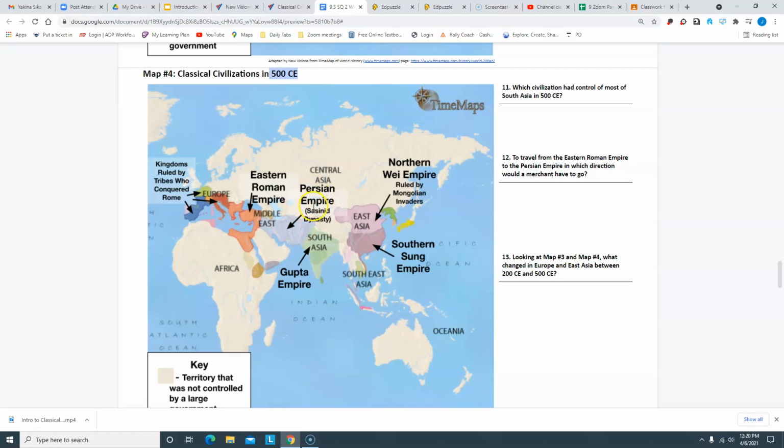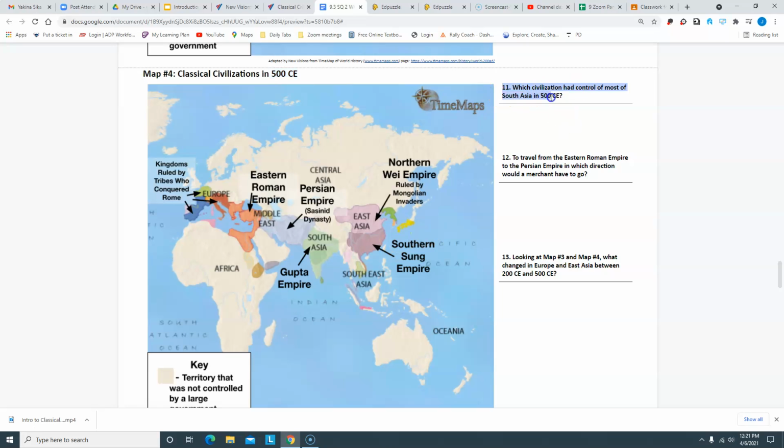This purple is the Persian Empire. The green is South Asia or the Gupta Empire. The purple over here is East Asia, Northern Wei Empire ruled by Mongolian invaders. And the Southeast Asia, this dark purple is Southern Sung Empire, and that's the southern half of China as we know today. All right, so taking a look at the questions.